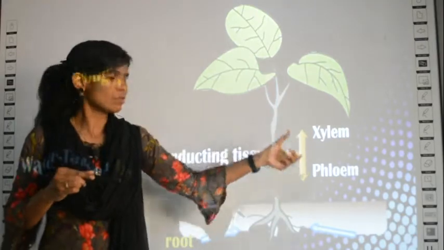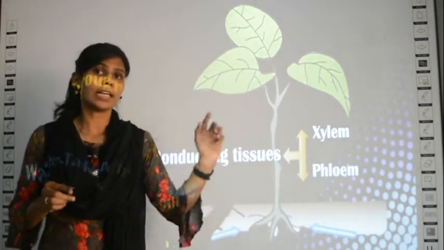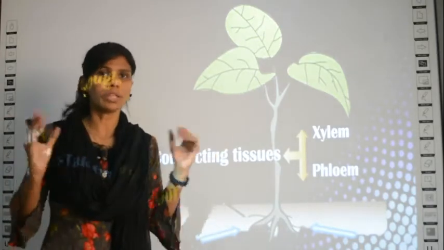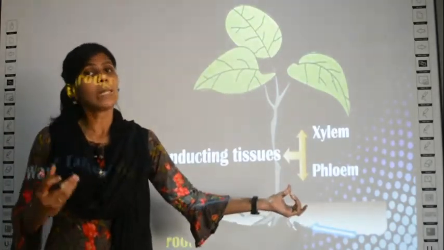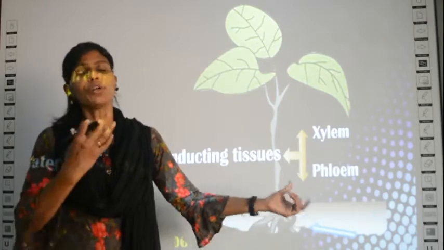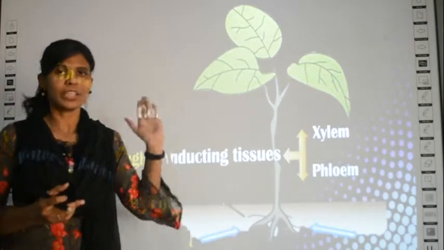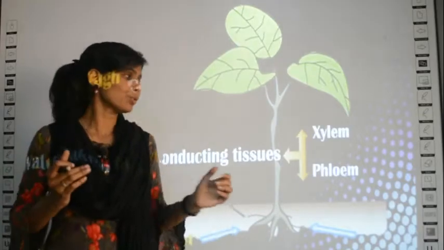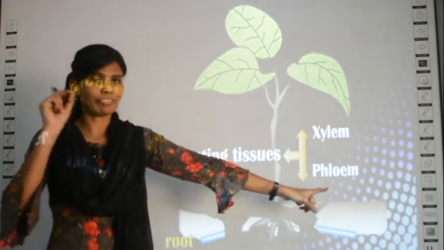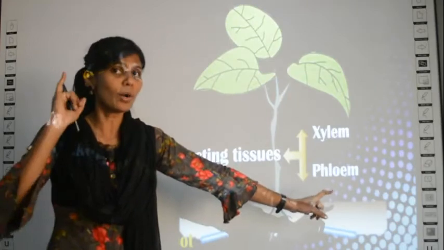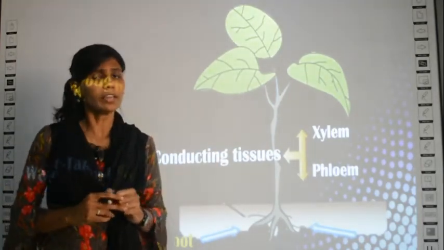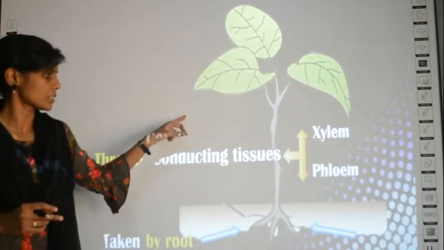What is the difference between xylem and phloem? Xylem always takes water up the plant or throughout the plant, and phloem will take food through the conducting tissue. So phloem carries food, phloem food, like that F sound you get, no? So phloem is for food and xylem is for water. Okay, so this you have to remember always.